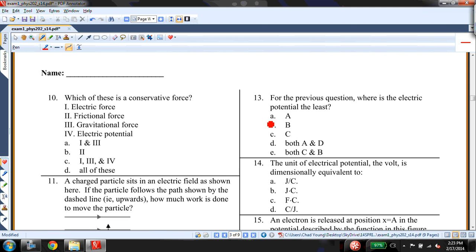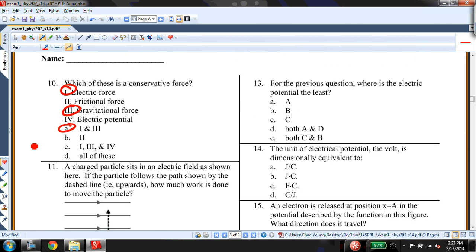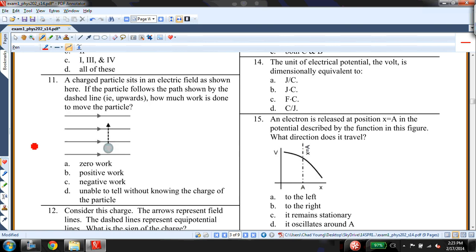Which of these is a conservative force? Field forces are conservative. That is 1 and 3. Charged particles, it's an electric field as shown here. If the particle follows the path shown by the dashed line, that is upwards, how much work is done to move the particle? Well, the electric force, let's assume that it's positive.